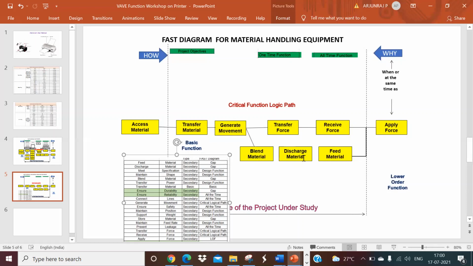Or even the discharge material can happen simultaneously also. Like when you are going to feed it, then you are going to blend it, then you are going to discharge it, then you are going to transfer it. Yes, that way we can take feed, blend, discharge, and transfer. Even this is one way, or the other way can be sometimes when this function is happening, even you can put it in the when function also. Okay, so let us do it in this way.